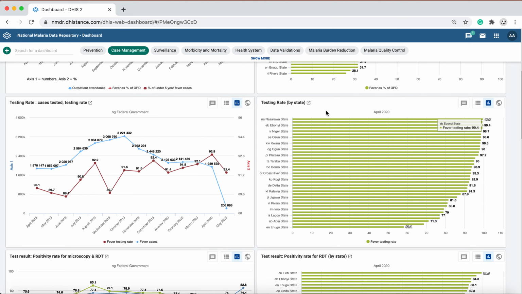So when you look at the state disaggregation, you will also see Nasarawa State having an uptake of almost 100%, 99.7. Then you can see Enugu State has an uptake of 58%.